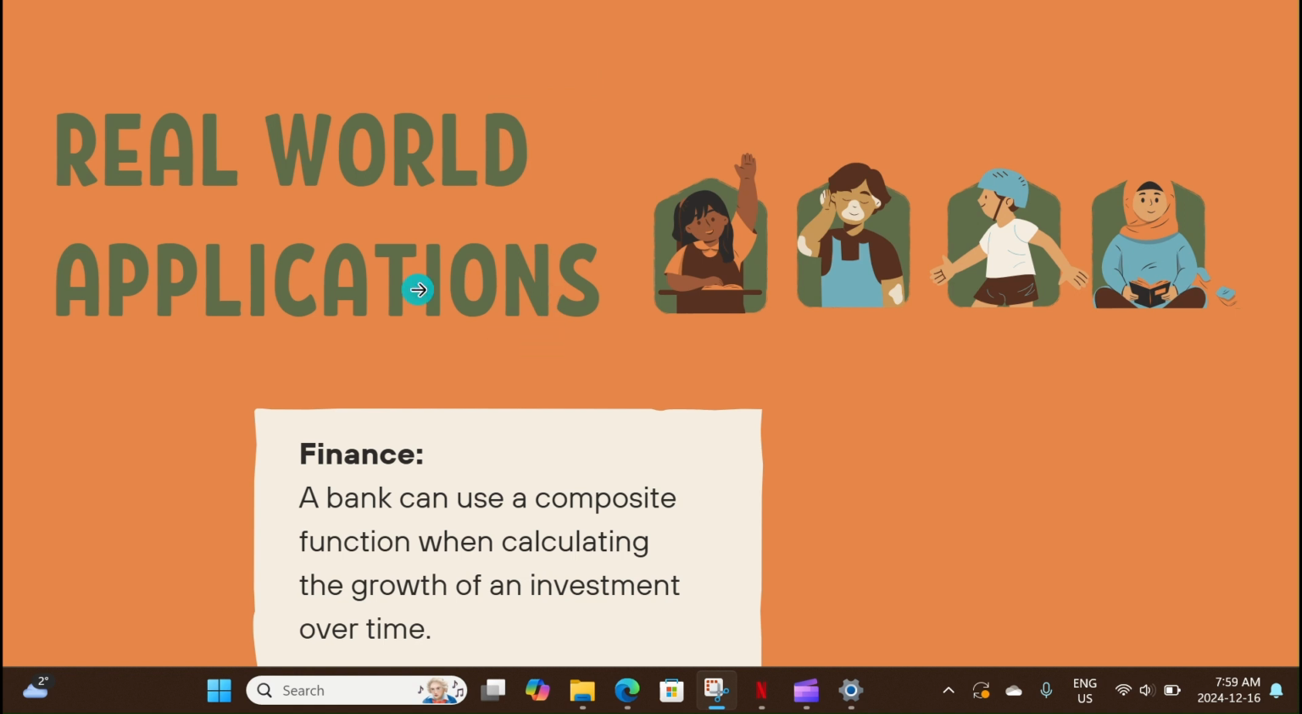Some real-world applications of composite functions include finance. In finance, a bank can use a composite function when calculating the growth of an investment over time.